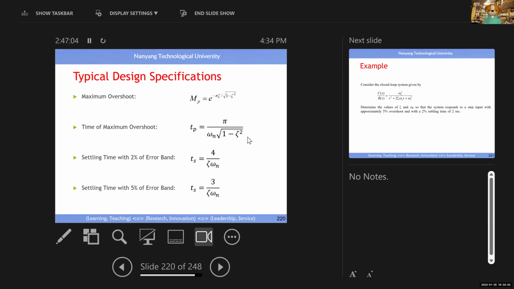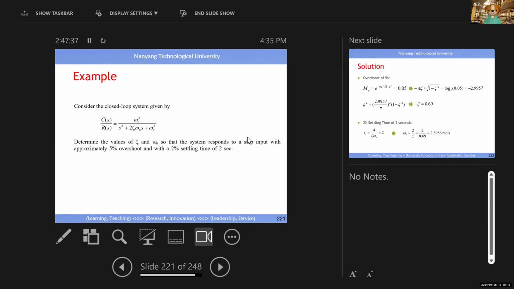Okay, clear. Then with the use of these 2 parameters, we can come up with the design specification in time domain: maximum overshoot, time of the maximum overshoot, settling time with 2% of error, settling time with 5% of error. You can read the textbook about the meaning of the design specification. But if you put yourself as a designer, you just remember it, it's good enough, right? So you see all these design specifications are a function of omega n and zeta. That's it.